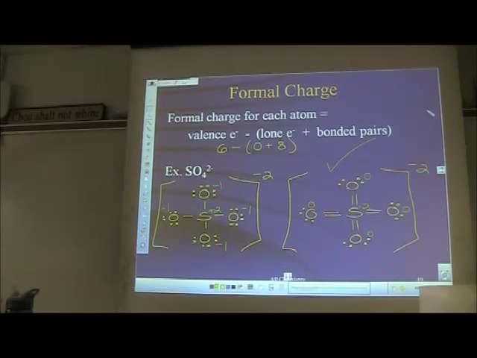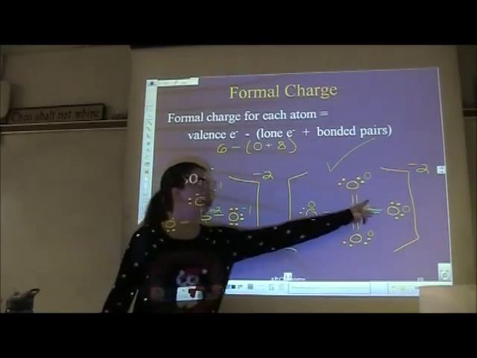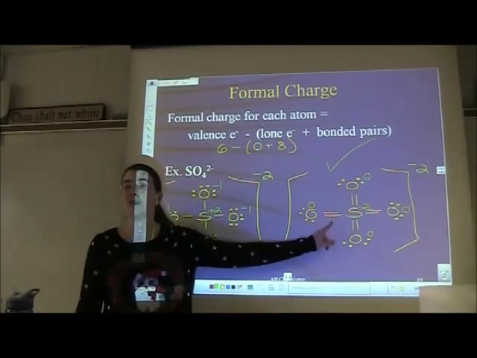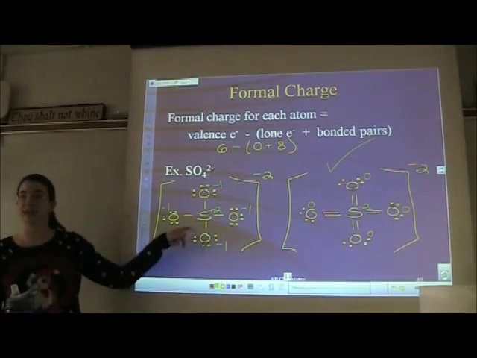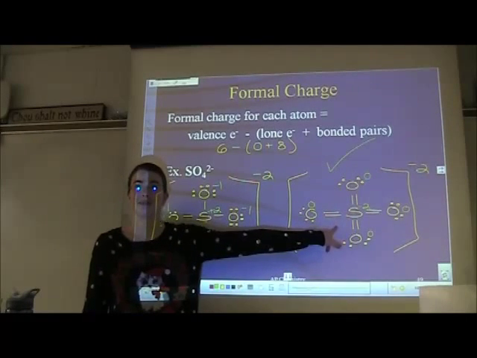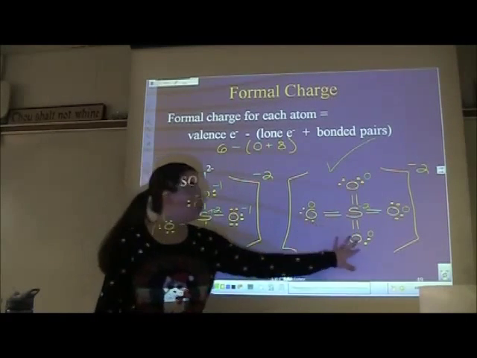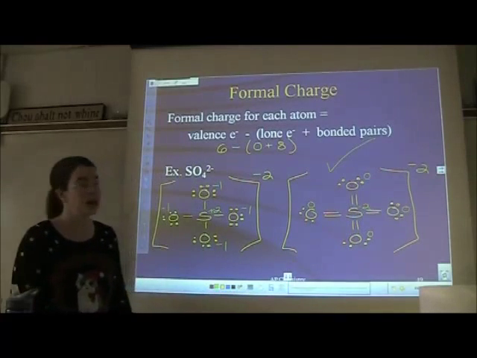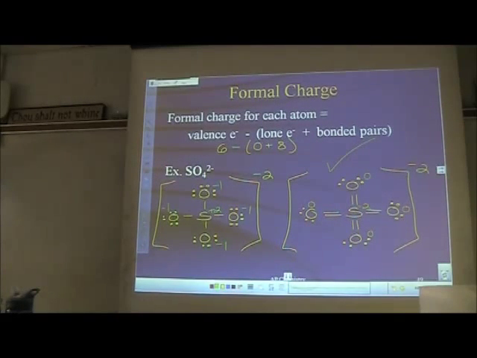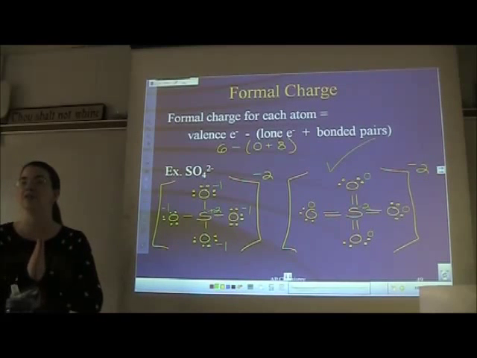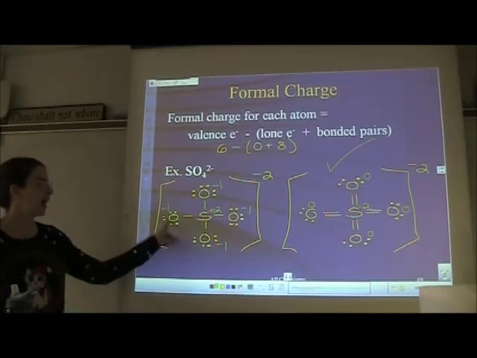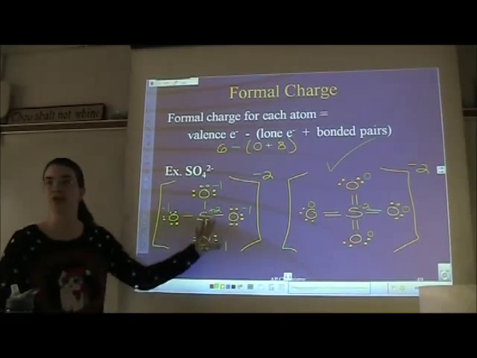Okay? And guess what? As weird as this looks, this is how the sulfate ion looks in nature. It doesn't look like this. It looks like this. Okay? This is the more appropriate structure. Molecules will take the structure, not shape, that's not the right word. They will take the structure that gives the most formal charges of 0. This had none of the formal charges being 0.